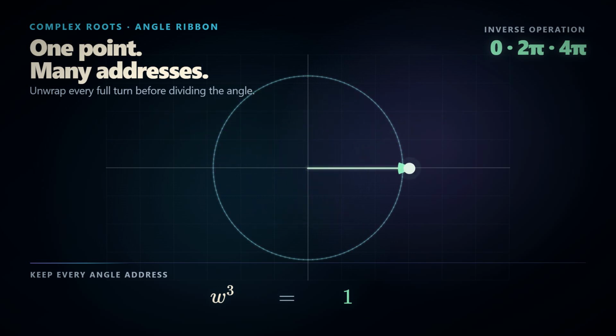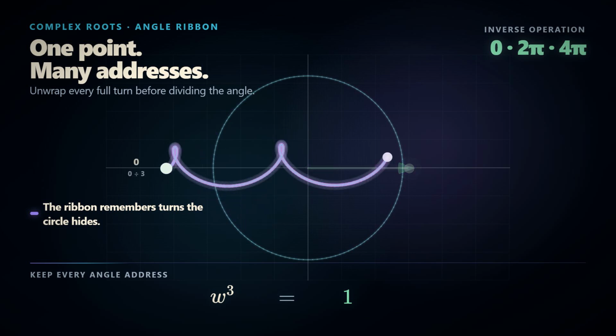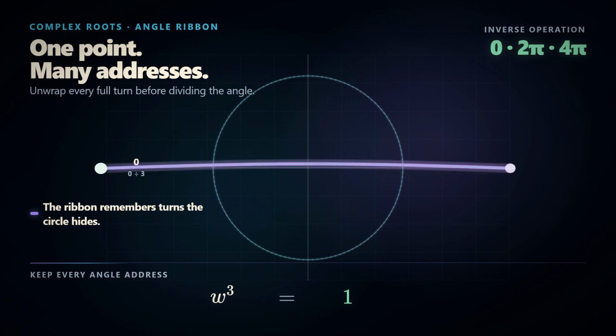Reverse a specific power. Solve w cubed equals 1. Ask for every arrow whose length and angle become those of 1 after 3 identical multiplications. The length must be 1, because 1 cubed is 1. But the angle has several candidates hidden by full turns. Unwrap the circle into an angle ribbon, so those turns remain visible.